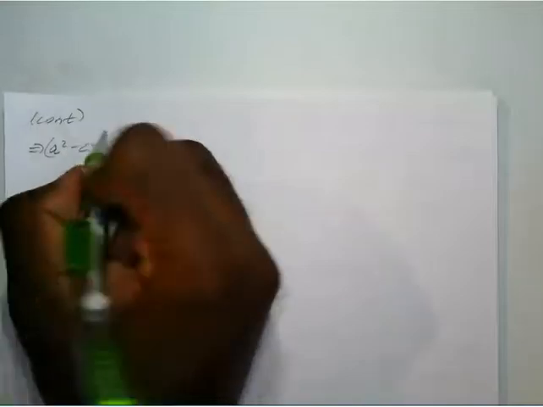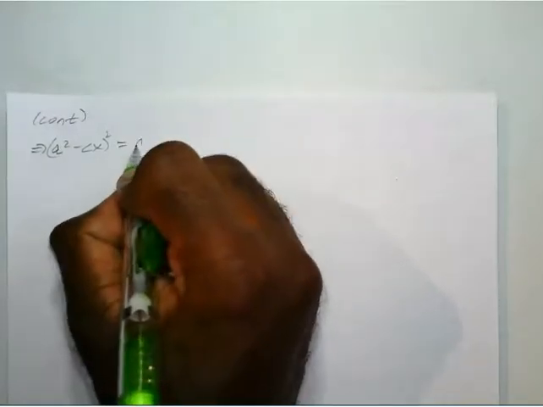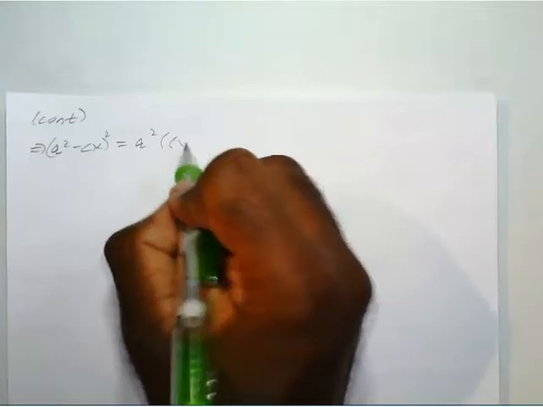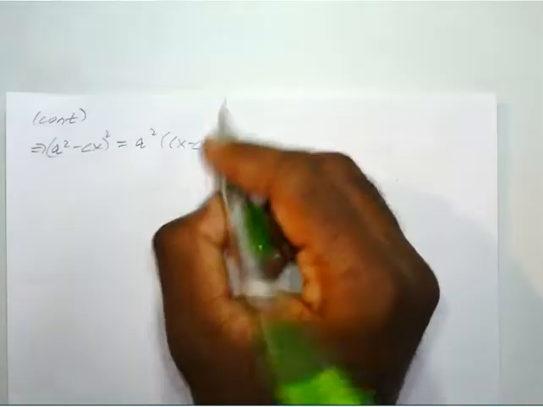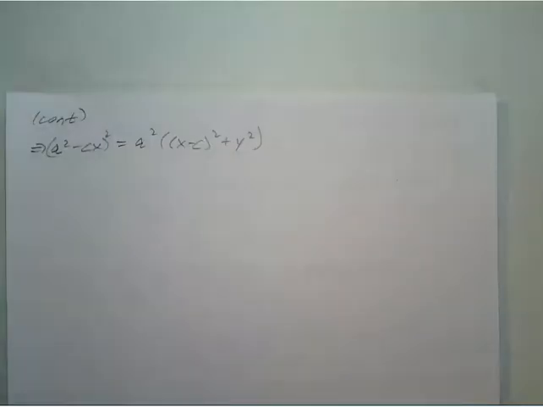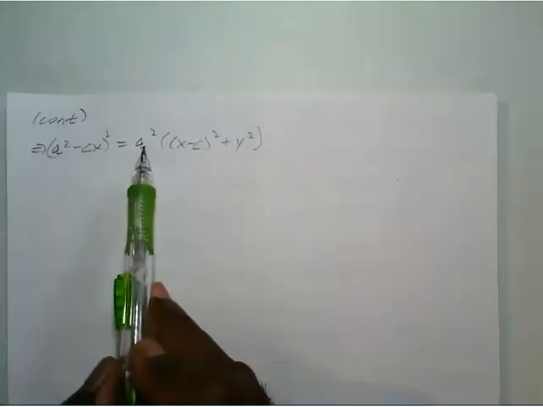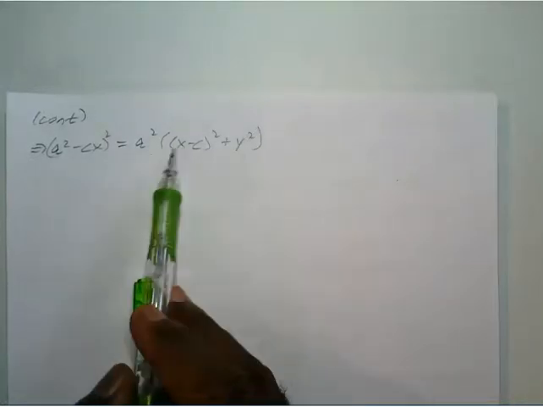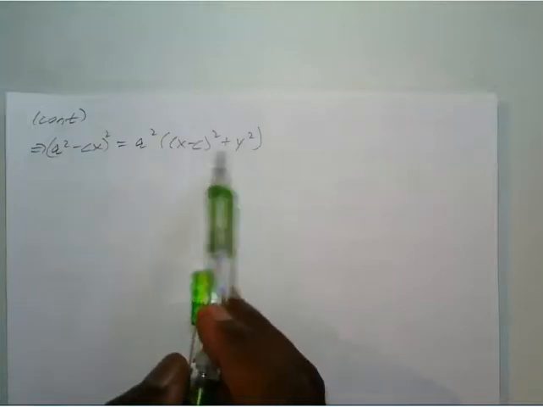All right, so if we square both sides, of course, we have (a squared minus cx) squared equals a squared times (x minus c) squared plus y squared. Okay, so remember here, the a was on the outside of the square root, so that's why that was squared separately. Then the square root and the square cancel each other out, so that's why we have just the radicand here.